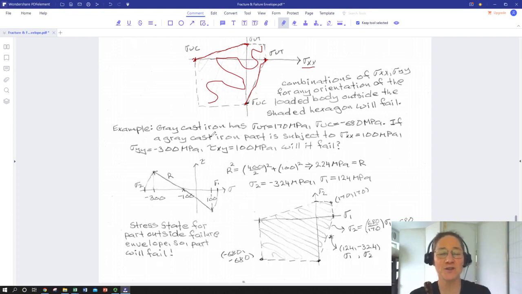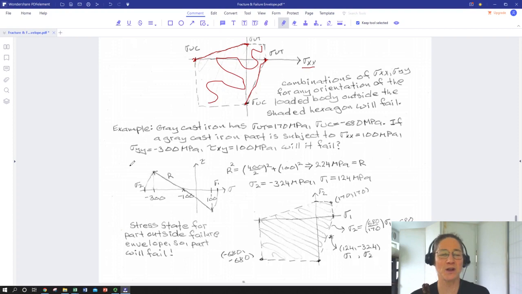We're going to give it a shear stress of 100 megapascals. So this time our applied stresses are not the principal stresses. So we got some shear. So we're going to ask, does it fail? The first thing we need to do is figure out what the principal stresses are for the actual stress state.